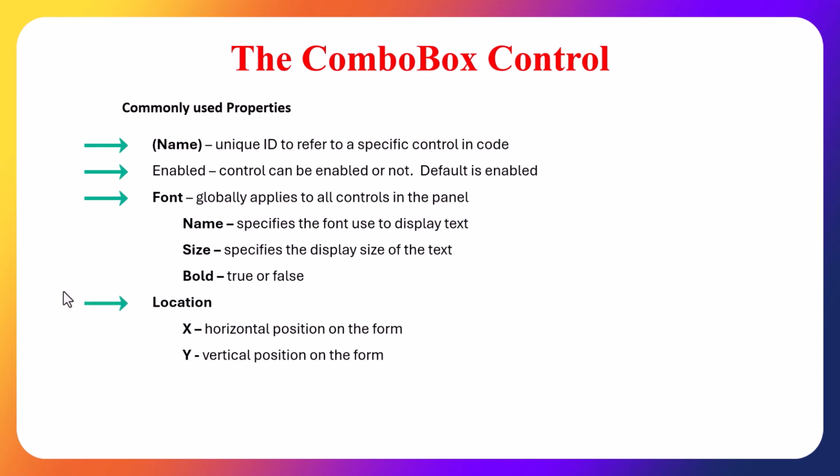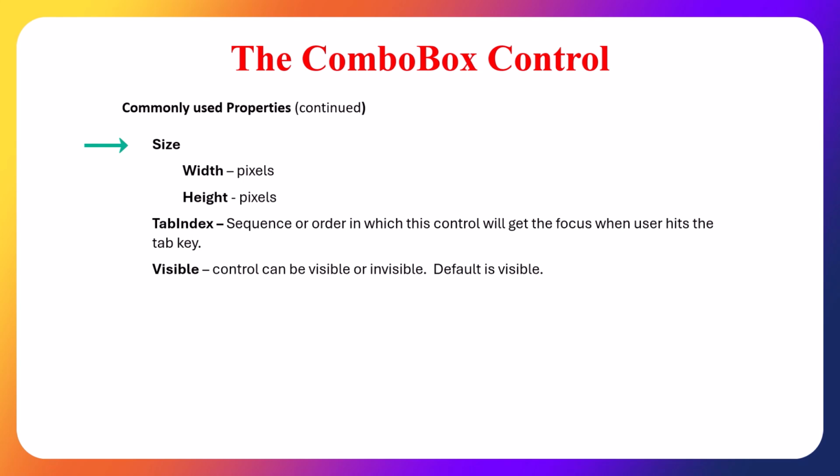There's also a location property. X represents the horizontal position on the form and Y represents the vertical position on the form. There's a size property. Width is in pixels and so is the height. The tab index is the sequence, or order, in which this control will get the focus when the user hits the tab key. There's a visible property. The control can be visible or invisible.